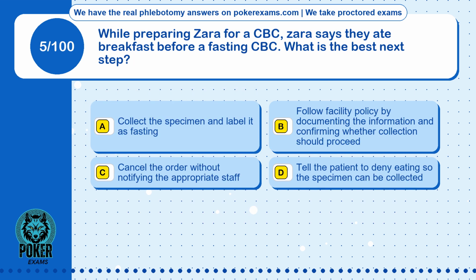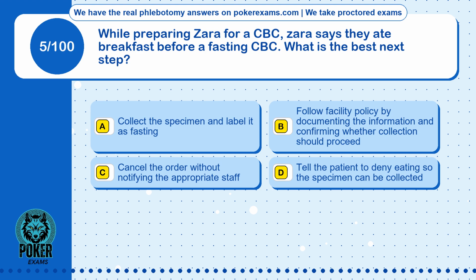Question 5. While preparing Zara for a CBC, Zara says they ate breakfast before a fasting CBC. What is the best next step? Option A. Collect the specimen and label it as fasting. Option B. Follow facility policy by documenting the information and confirming whether collection should proceed.